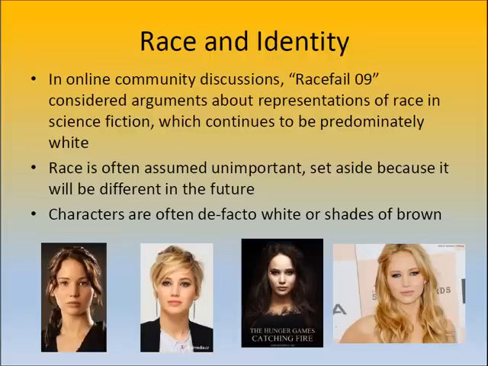When we look at race and identity, we're going to consider a variety of different aspects, including an online community discussion, often referred to as RaceFail 09, which considered arguments about representations of race in science fiction, which continues to be predominantly white. In science fiction, speculative fiction, YA dystopia, race is often assumed unimportant or it's set aside because it will be different in the future. Characters are often de facto white or shades of brown. And as the pictures represent here, we have Jennifer Lawrence, who plays Katniss Everdeen, who in real life is blonde and has a lot of different looks. And she has a lot of different looks in the film as well, but she transforms into this Girl on Fire character who is in fact brunette and maybe even darker than Jennifer Lawrence herself is.